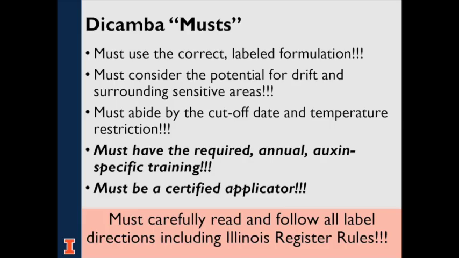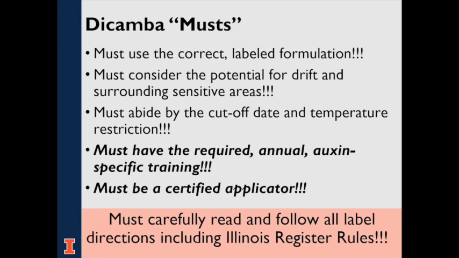Applications cannot occur after a state-mandated calendar deadline and cannot be made if air temperatures, forecasted or actual, exceed a state-mandated threshold. They must have the required annual auxin-specific training, which is separate from this training. For more information, consult the Illinois Fertilizer and Chemical Association's website. Individuals who handle and apply these formulations must be a certified applicator, as these formulations are restricted use pesticides. This is achieved by successfully passing the field crops exam and applying for licensure.